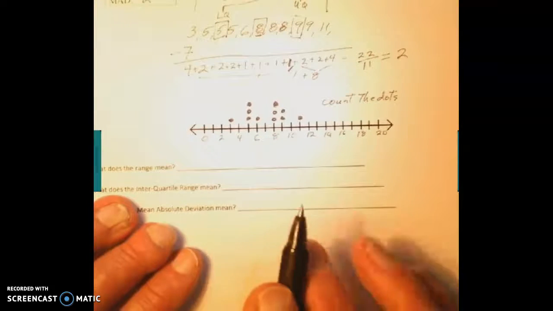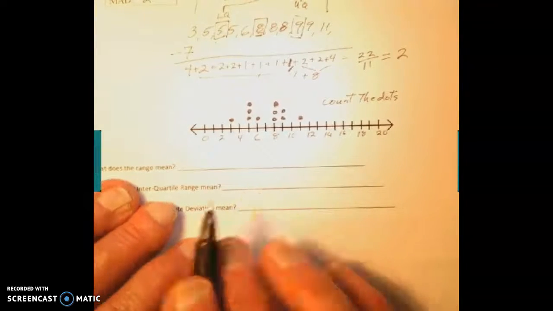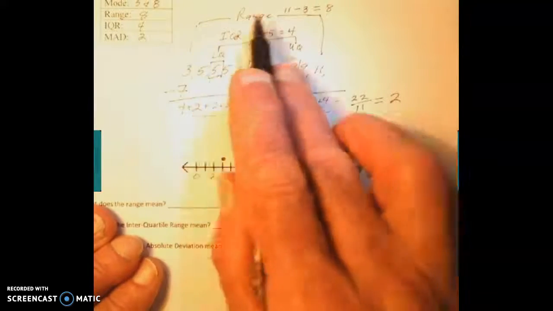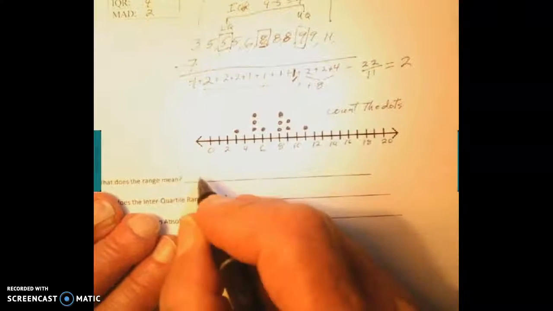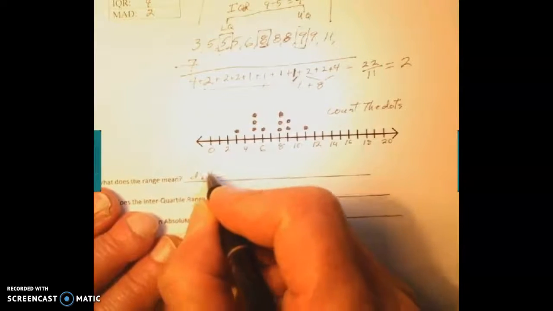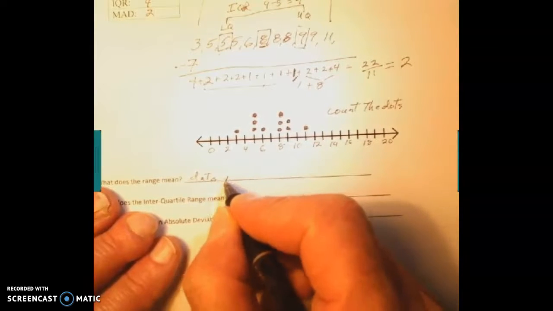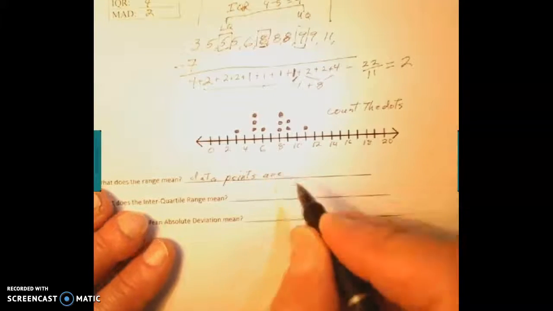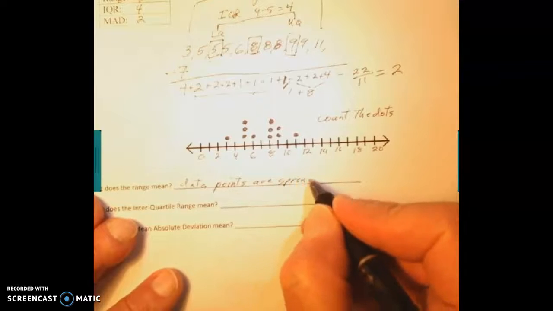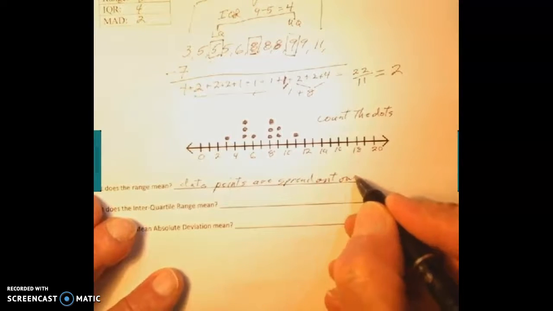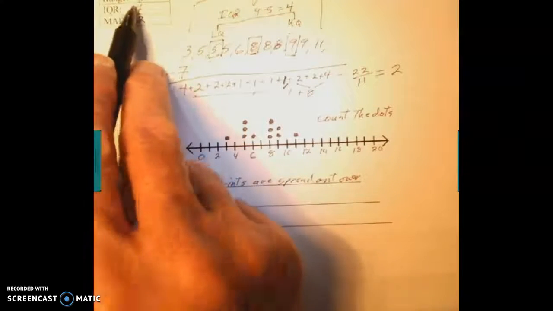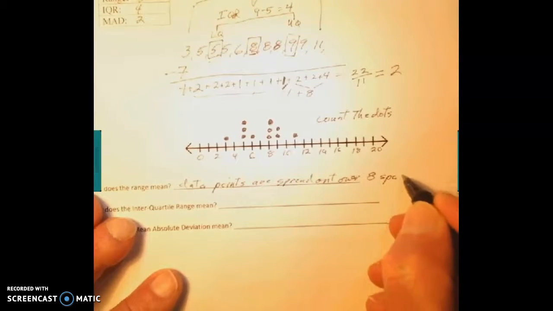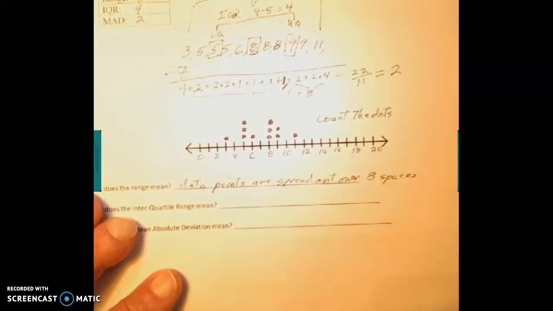And then the last part of this, just answering these questions. What do each of these mean? What does the range mean? Again, the range is how far spread out all of your data is. So this means that the data, I'm going to call it data points because it's plural, data points are spread out over, and in this case our range was 8. It's spread out over 8 spaces. That's the spread of all of our data.